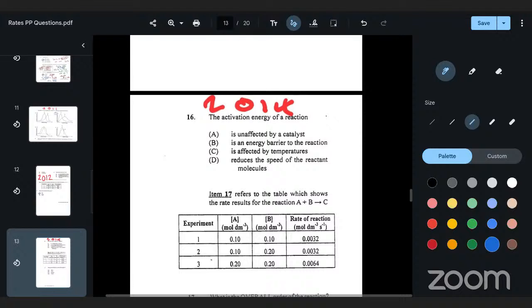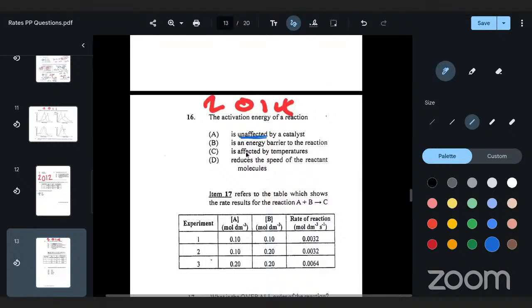Sir, please repeat. If it's A, no, so A says unaffected by catalyst. So what do we know about the effect of catalyst on activation energy of a reaction? It lowers the activation energy. And this says it is unaffected by a catalyst. So it could not be A.